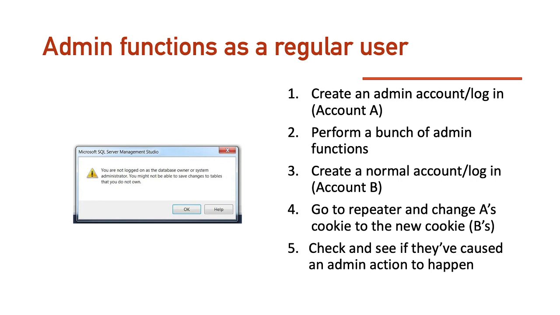Now, let's talk about admin functionality. Again, we create two accounts, but instead of two normal accounts, we have an admin account A and a normal account, user account, guest account B, right? We go in, we perform a bunch of admin actions on account A. We go into Repeater and change A's cookie to the new cookie, B's. What that means is we're essentially performing admin actions as B, the user that is not an admin. Now we want to check and see if an admin action has happened.